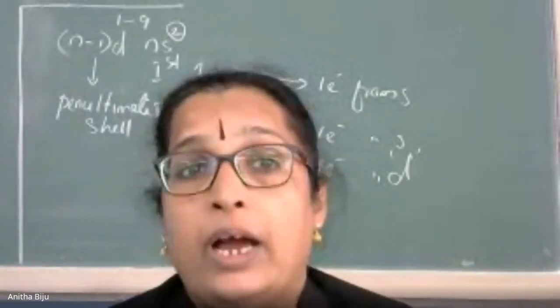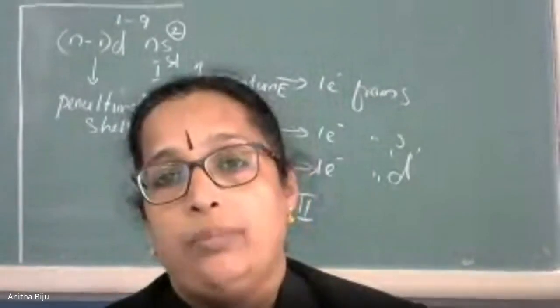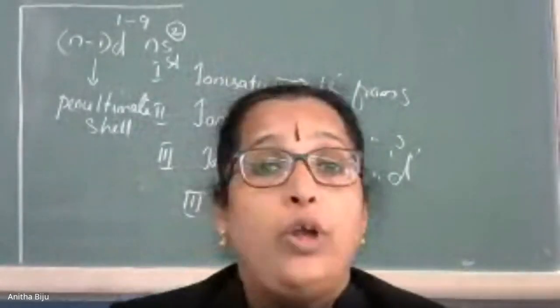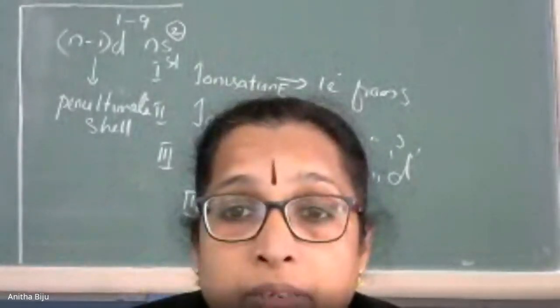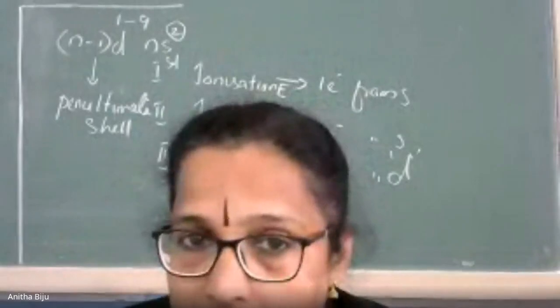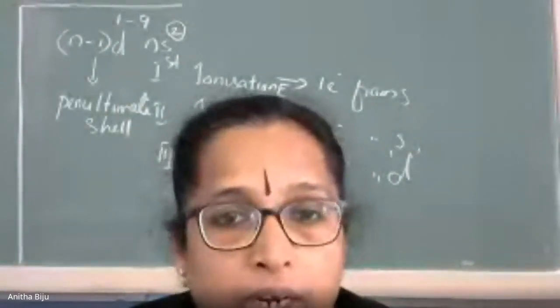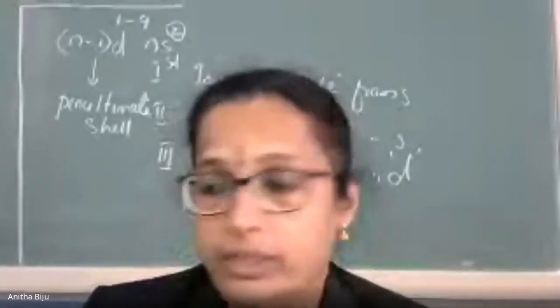Means transition elements show different oxidation states. Okay? So I can give you an example in the variable oxidation state category. Suppose we take the element scandium. Okay, scandium, you can write scandium with atomic number 21. Atomic number 21. What is the configuration?